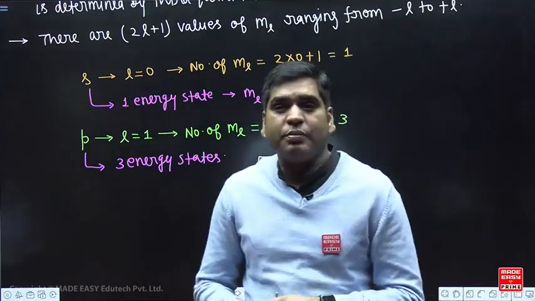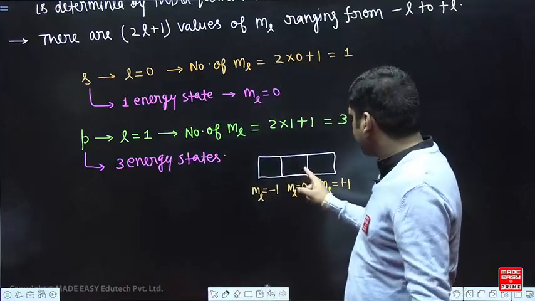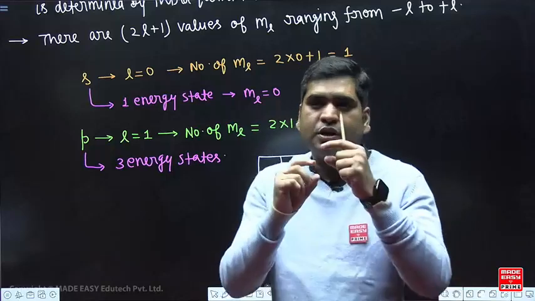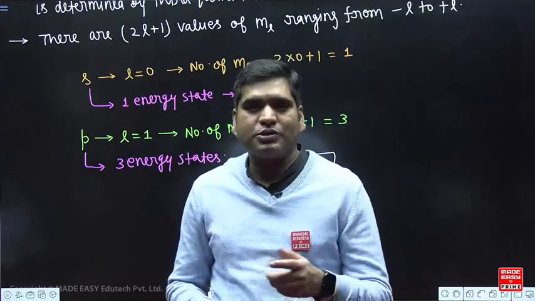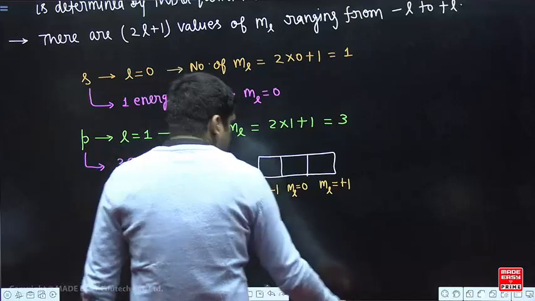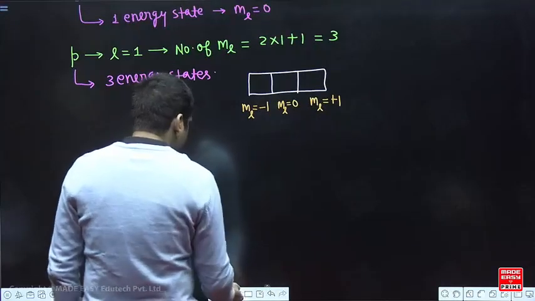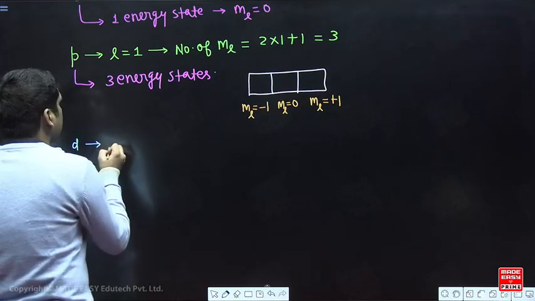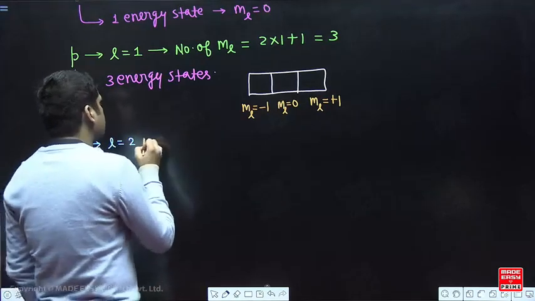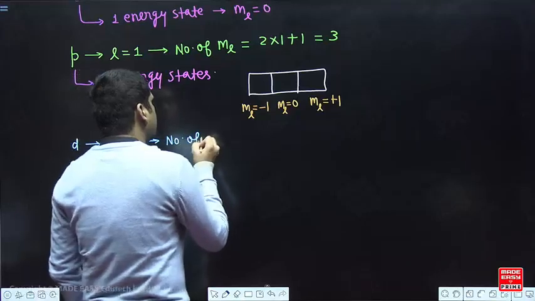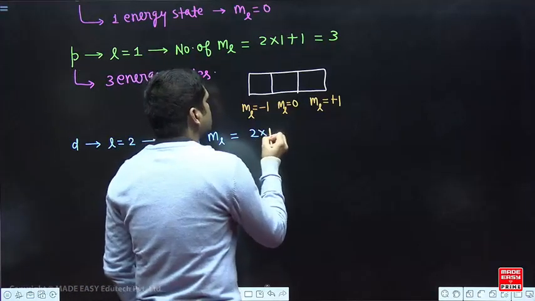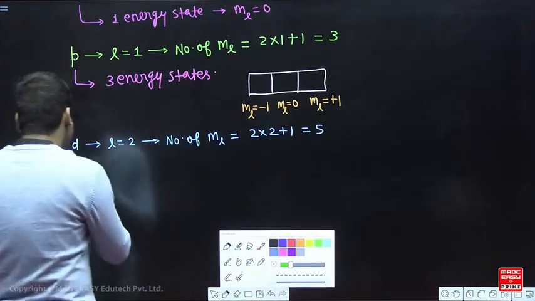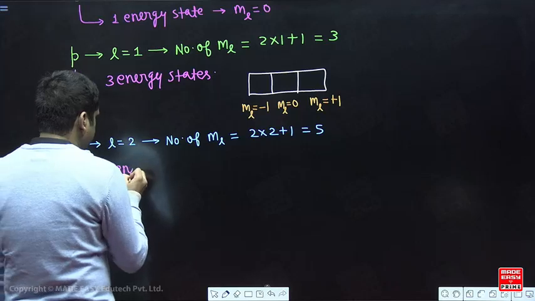In the absence of any external magnetic field, all these 3 states, minus 1, 0 and plus 1, are at the same energy level. But as soon as you apply a magnetic field, their energy will slightly differ. That's why it is known as the magnetic quantum number. Similarly, suppose you talk about the D subshell. For D, L is equal to 2, so the number of ml values is 2 into 2 plus 1, that is 5. So D has 5 energy states.